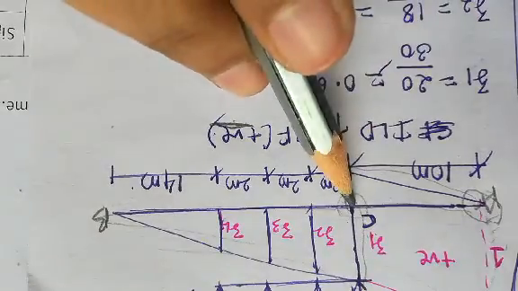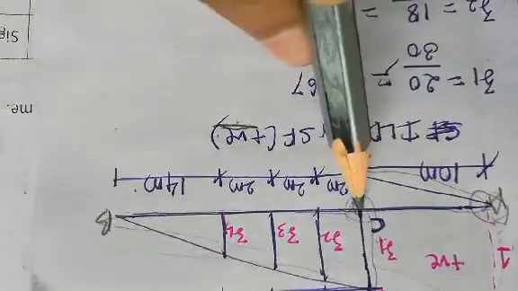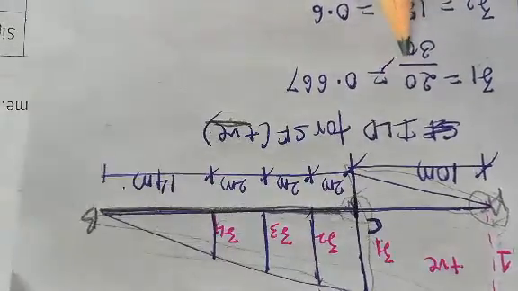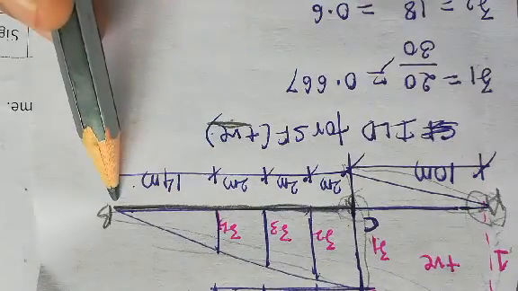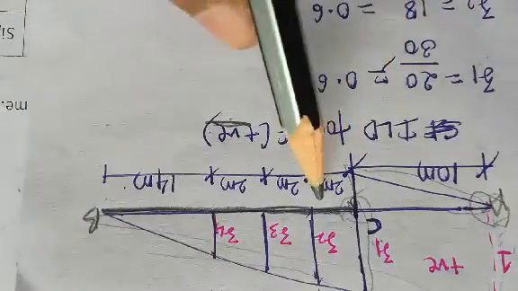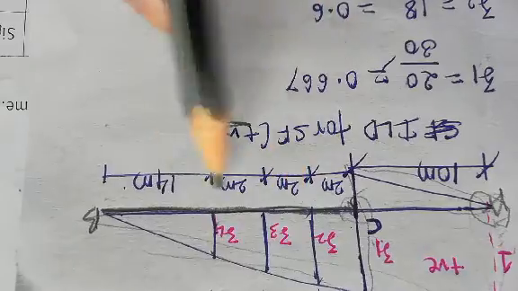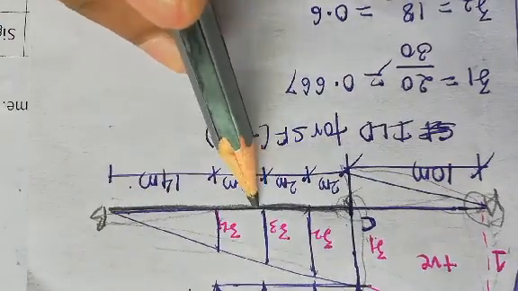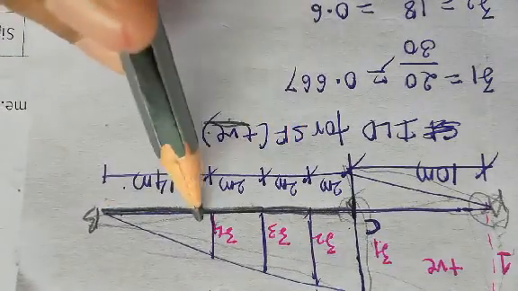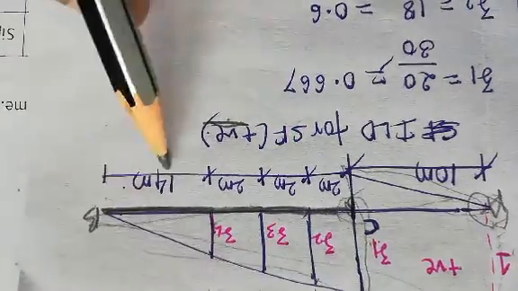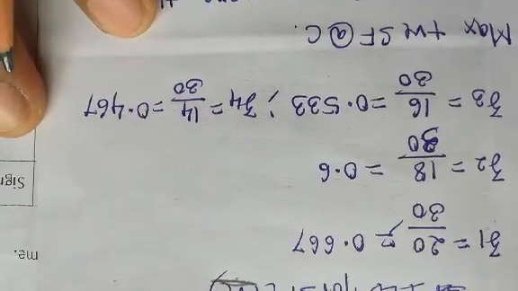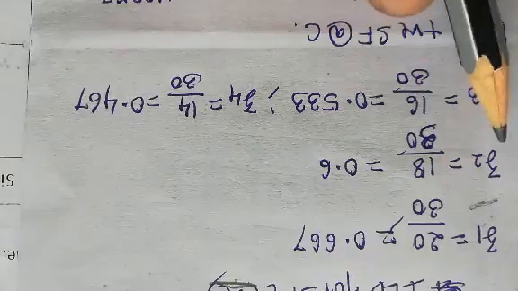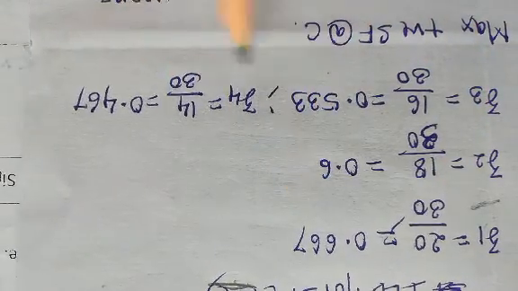Now Z1. A to C is 10 meters, so this total base will be how much? 20 meters. 20 divided by the larger triangle base, that is 30. Similarly for Z2 it is 18 divided by 30. For Z3 it will be 16 divided by 30, and for Z4 it will be 14 divided by 30. So these are your values of the ordinates for Z1, Z2, Z3 and Z4.